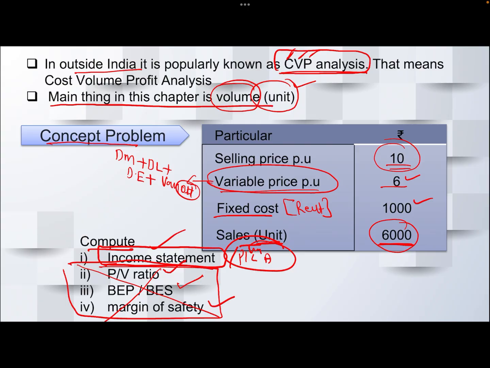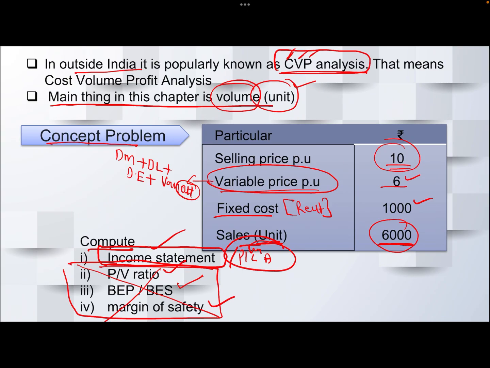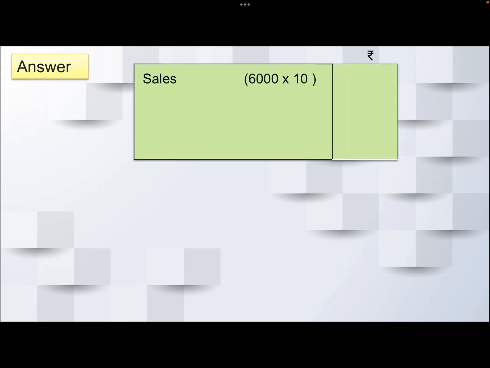Now I am going to give an interesting fact. You just give me the answer. Actually, you just remind the numbers. Selling price is 10. Then variable cost per unit is 6. Fixed cost is rupees 10,000, and the number of units going to be produced is 6000, produced and subsequently sold. So just prepare an income statement.